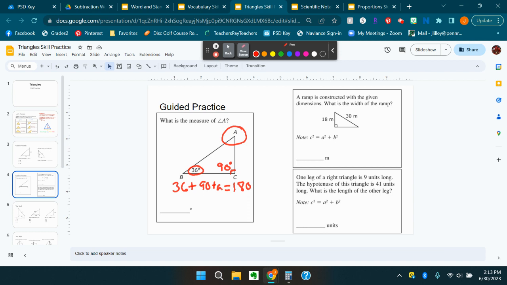So first thing we can do is add 36 and 90. This equals 126. So 126 plus something equals 180 degrees. Well, in order to figure that out, we can use the opposite operation and subtract. We can subtract 126 from 180 to find out what that missing piece is. And we're going to see that angle A equals 54 degrees.